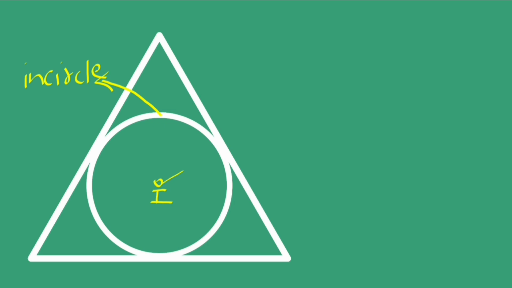Now this length, and this length, and this length, all these line lengths are equal because they are all radius of this circle. It is represented with small r, and this length small r is called the inradius, and it is represented with small r.